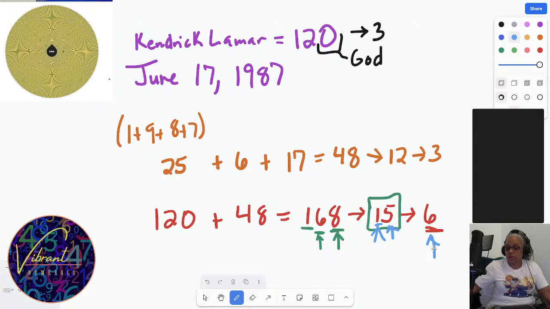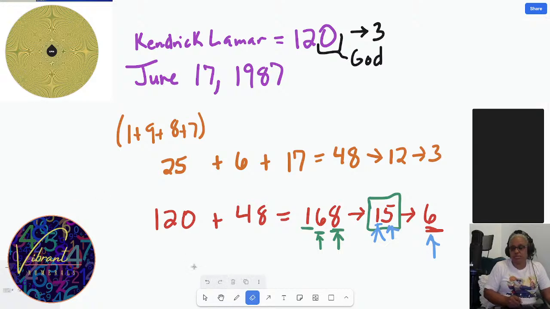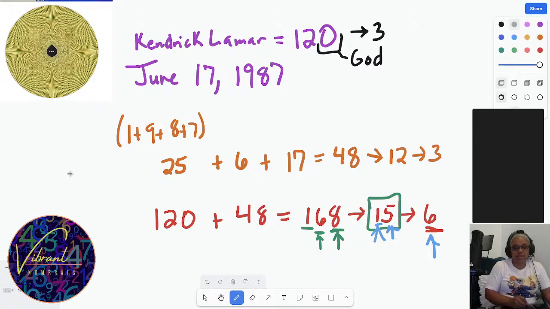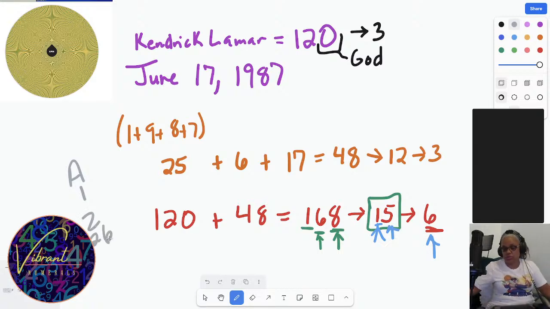Oh, when for a name, whenever you're using any letters, I always use the A is 1. Oh my gosh, I'm so used to drawing arrows, I drew another arrow. I do A is 1 and Z is 26, so I retain the double digits in the letters. And then after you get the double or triple digit, reduce down to the single.